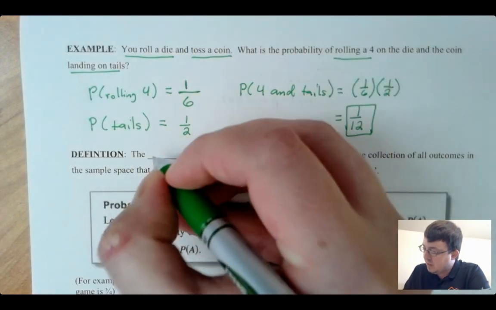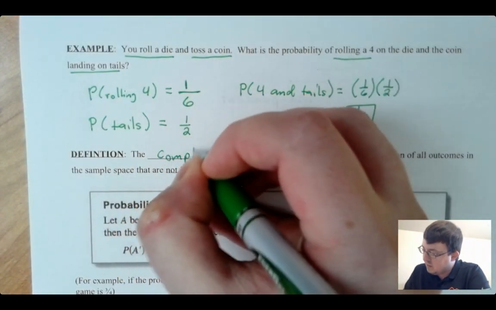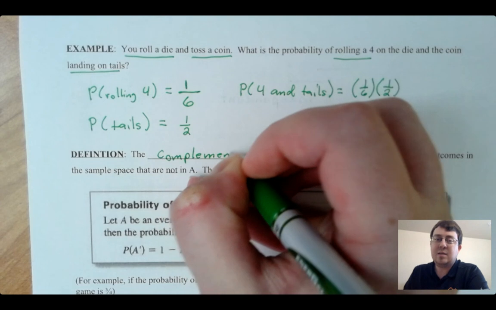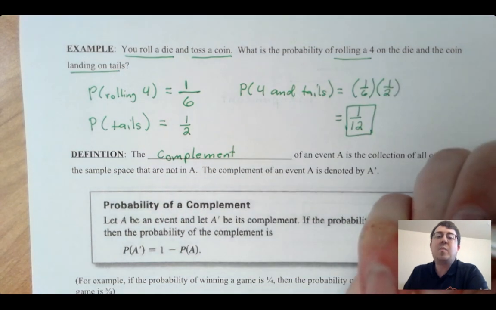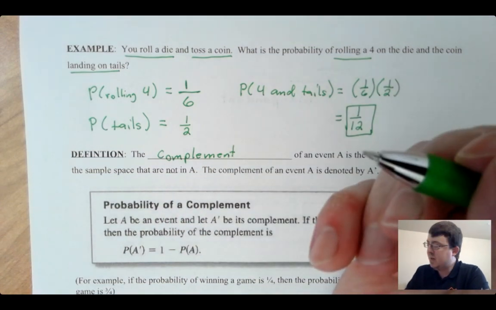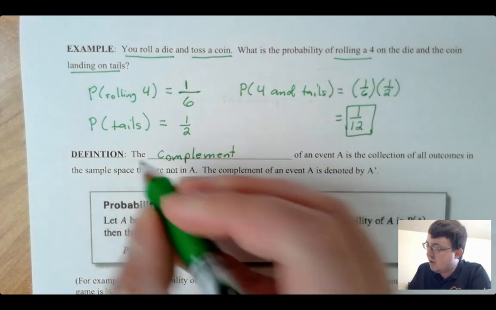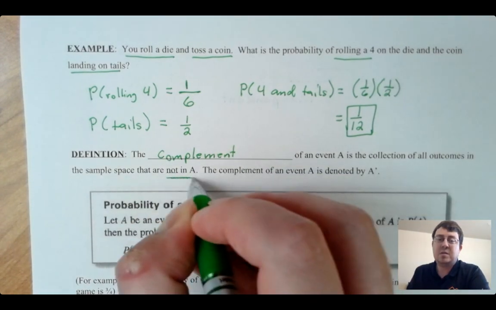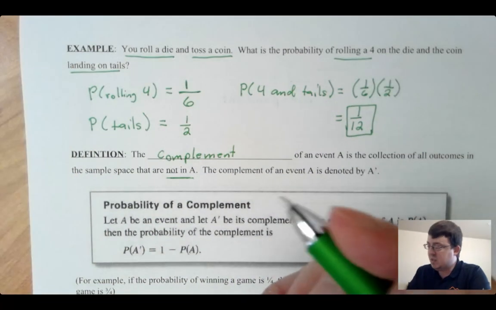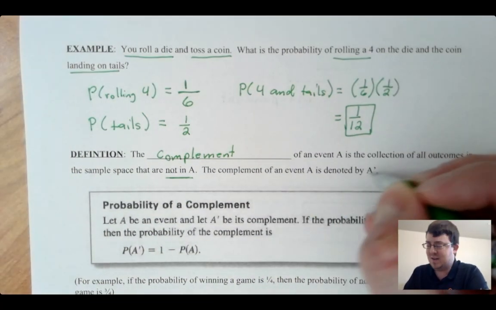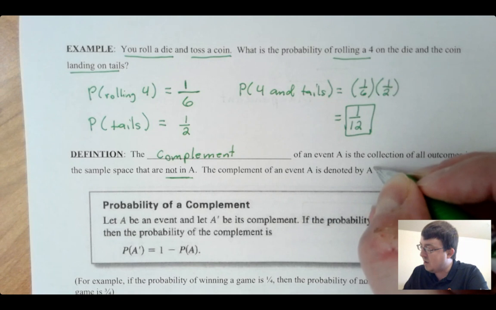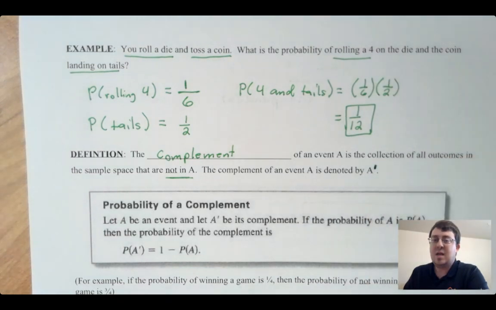So, the complement. Not like, oh, you look so nice today, but the complement, with an E, not an I. The complement of an event A is the collection of all outcomes in the sample space that are not in A. The complement of an event is denoted by A prime, this little apostrophe here. A prime, A apostrophe, I call it A prime.